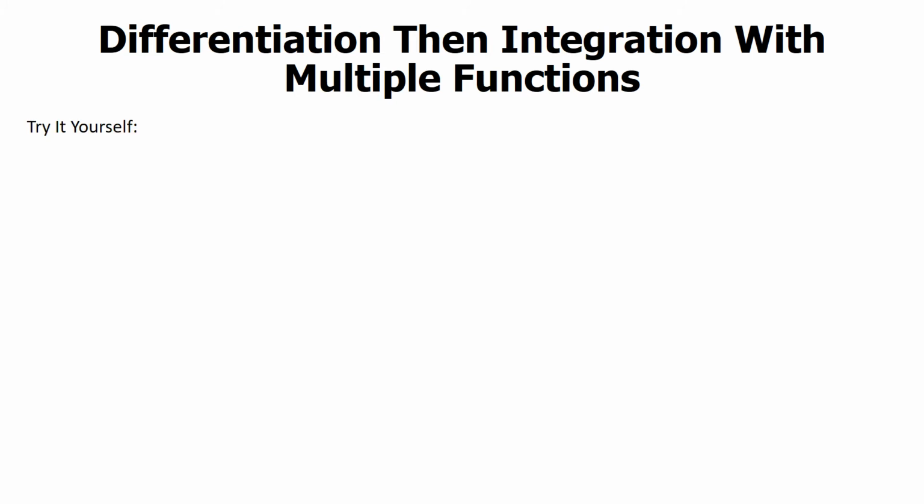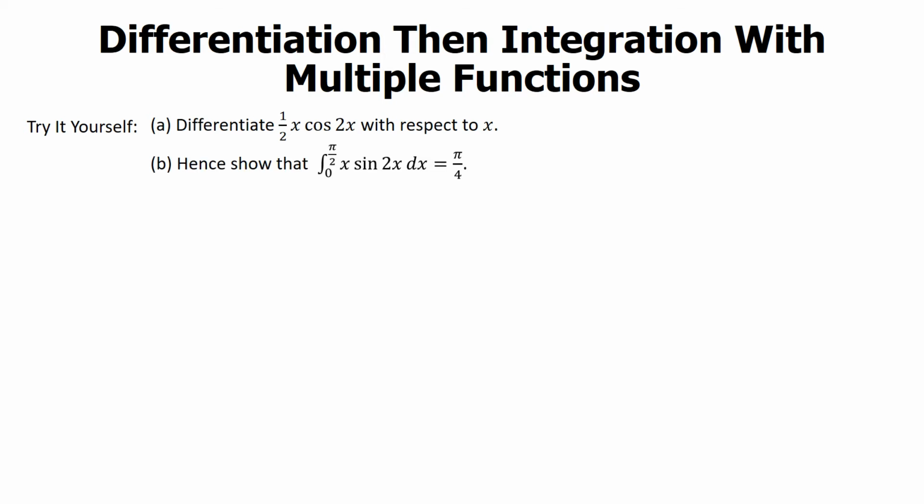Let's try this example yourself. A. Differentiate 1 over 2 x cosine 2x with respect to x. B. Hence show that the integral from 0 to pi over 2 of x sine 2x dx equals pi over 4. You can pause the video and try to solve it yourself.